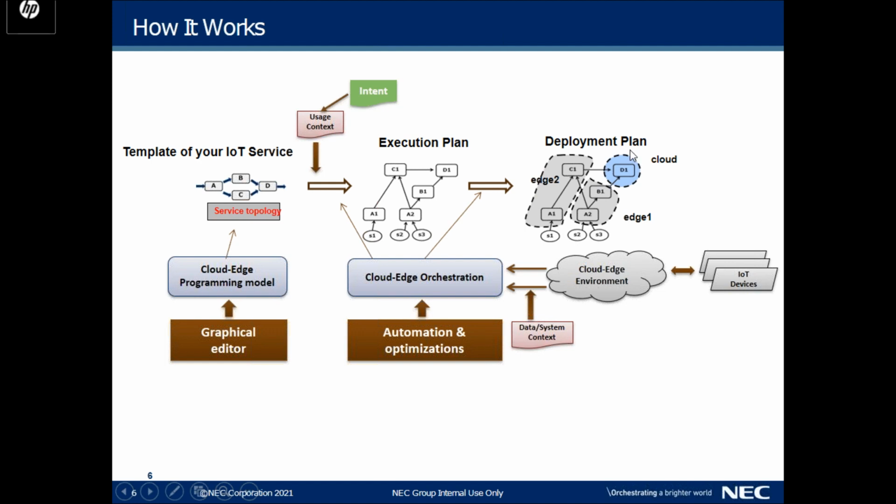So it just works on the deployment part, where it will be deployed. This is basically how IoT devices are connected with cloud and edge. So this is our FogFlow plan, how to execute and how to deploy. Now moving to my next slide.